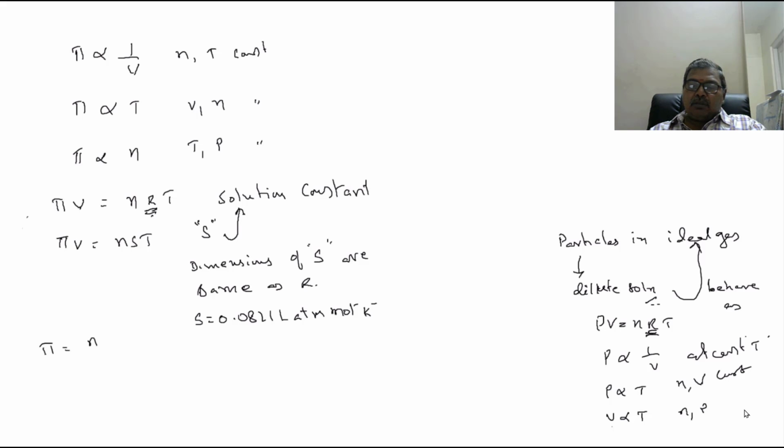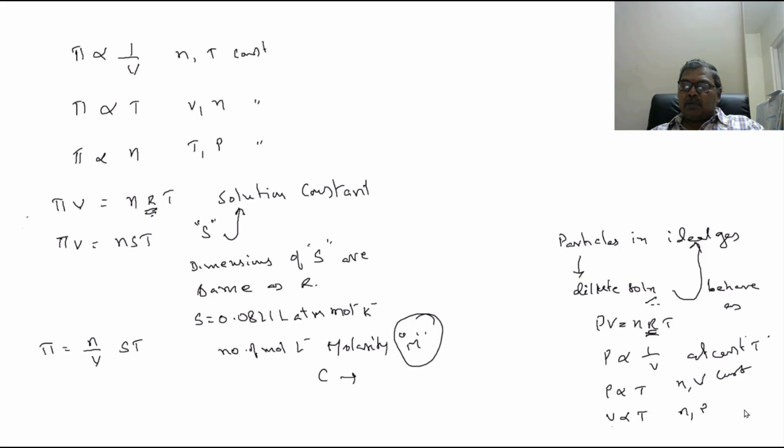Now, pi is equal to n by V, S T. Now what is n by V? Number of moles per liter, is it not? So it is nothing but molarity, right? So in this equation we do not represent molarity as M, but we represent it by C, which is nothing but concentration in terms of molarity. Remember this point. So actually it is molarity only, but generally we say concentration.